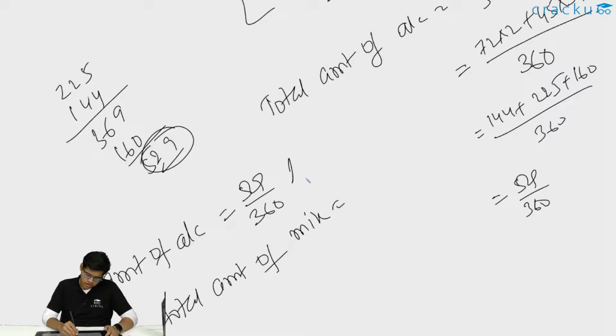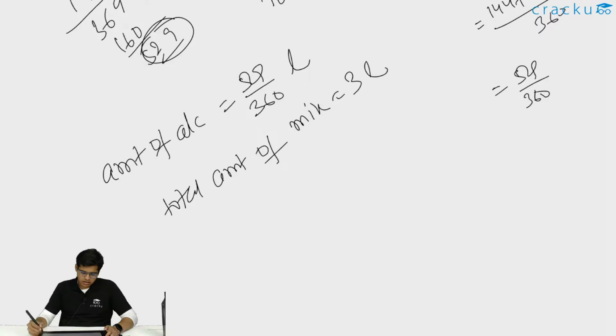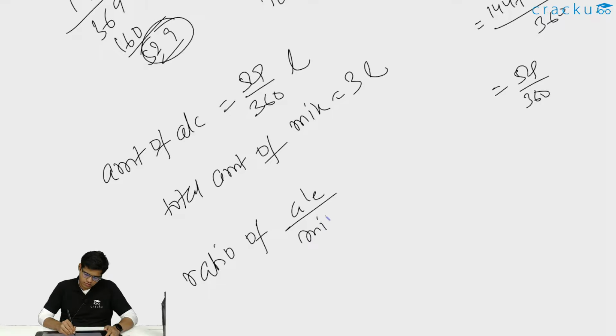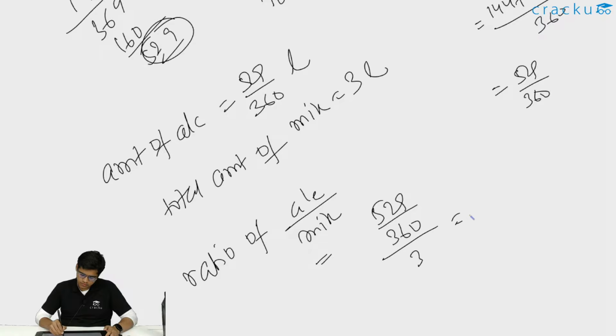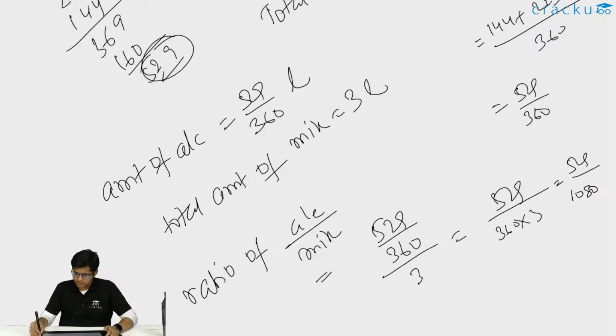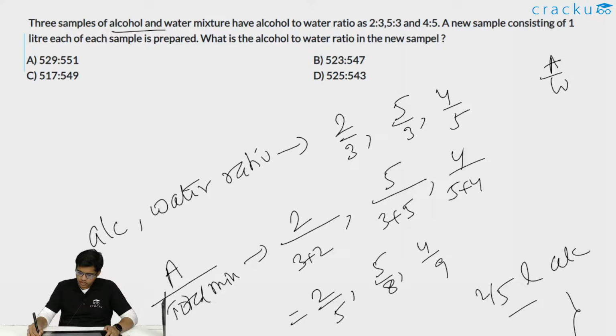Total amount of mixture is 3 liters, right? So basically we can tell what is the ratio of alcohol to mixture. So alcohol to mixture ratio will be 529 by 360 upon 3, which is 529 by 360 into 3, which is 529 by 1080, right? But in the question we are asked what? We are asked alcohol to water ratio.